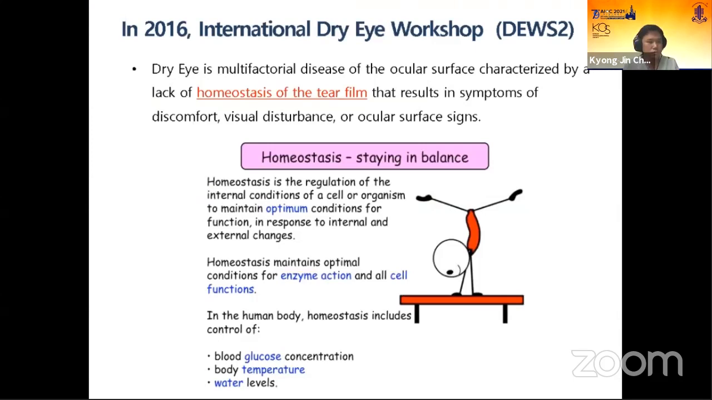Dry eye syndrome is defined as follows. Dry eye is a multifactorial disease of the ocular surface characterized by a lack of homeostasis of the tear film that results in symptoms of discomfort, visual disturbance, or ocular surface signs.